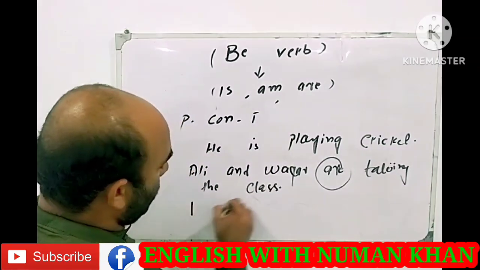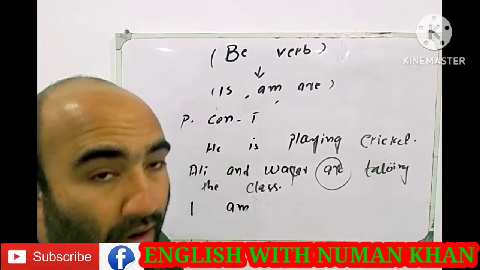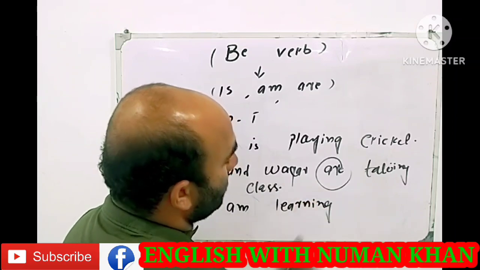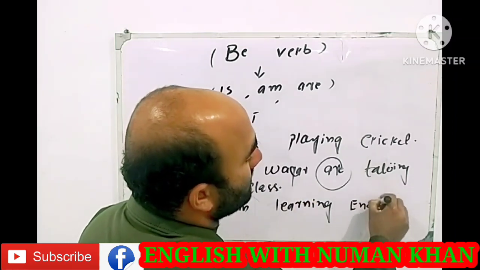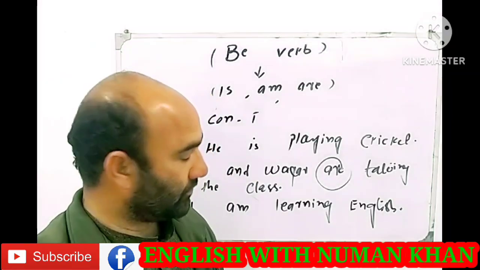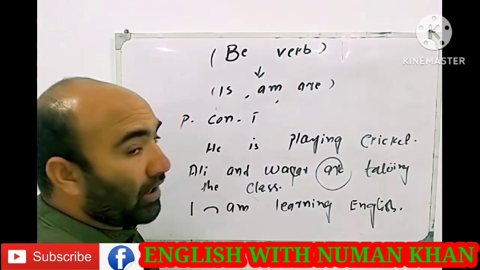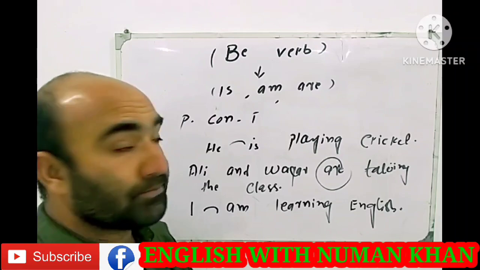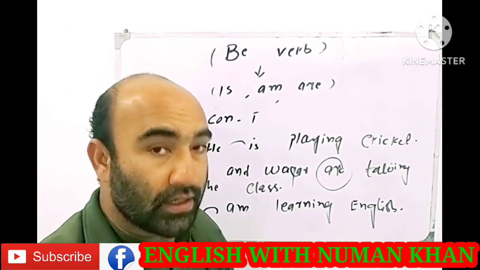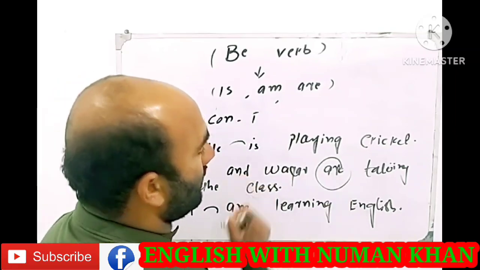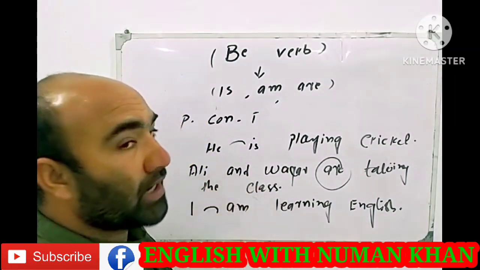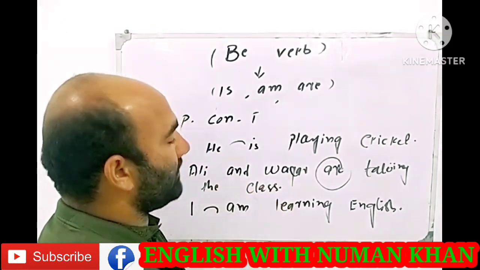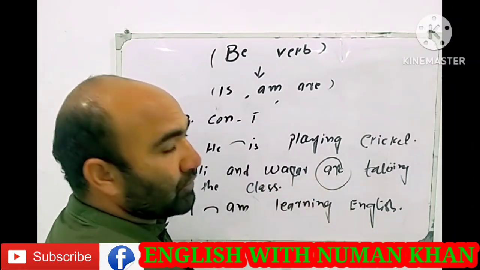And another example, I am learning. I am learning English. I am learning what? I am learning English. Am we use with I. With he, she, it we use is. With plural pronouns they, we, you, we use are. Because look at here, Ali and Waqar plural. Right. In one sentence, Ali and Waqar. So we will put here are.